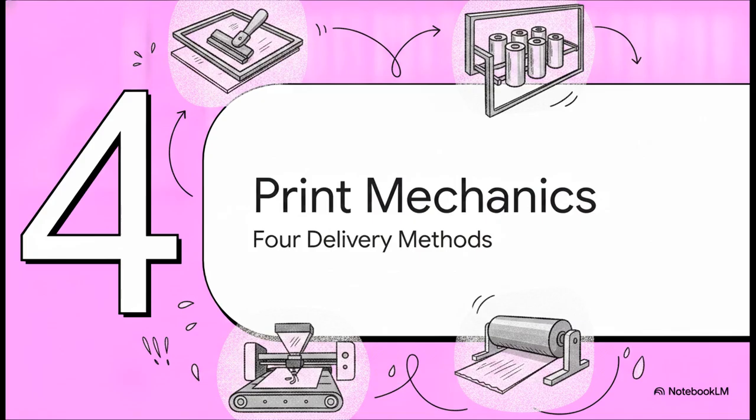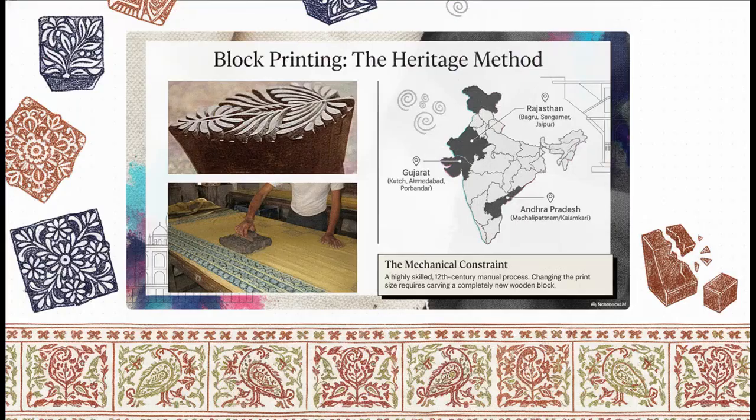Section 4. 4 methods of print mechanics. So we know the microscopic chemistry, but how do we actually deliver this precise paste onto the fabric at a massive industrial scale? Well, we begin with the heritage method, block printing. This originated as a highly skilled manual process way back in 12th century India, in regions like Rajasthan and Gujarat. And this method involves stamping the paste using incredibly intricately carved wooden blocks.